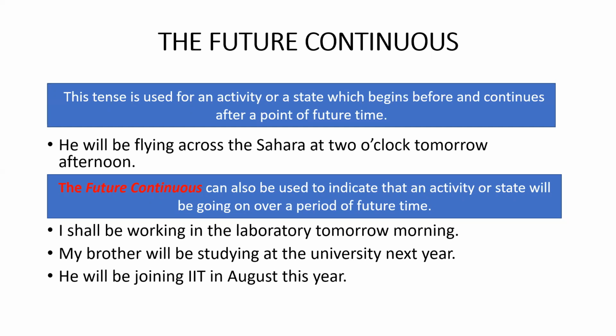The future continuous can also be used to indicate that an activity or state will be going on over a period of future time. I shall be working in the laboratory tomorrow morning. My brother will be studying at the university next year. The next example, the future continuous can be used instead of the present continuous to show that an event has been definitely planned for the future action. He will be joining IIT in August this year.